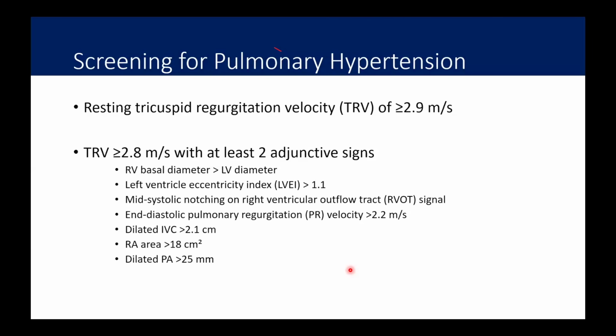And these adjunctive signs, we talked about these. These include an RV basal diameter greater than your LV diameter, an LV eccentricity index of greater than 1.1, mid-systolic notching on your RVOT signal, an end diastolic pulmonary regurgitation velocity of greater than 2.2 meters per second, a dilated IVC greater than 2.1 centimeters, an RA area of greater than 18 centimeters squared, and a dilated pulmonary artery greater than 25 millimeters.